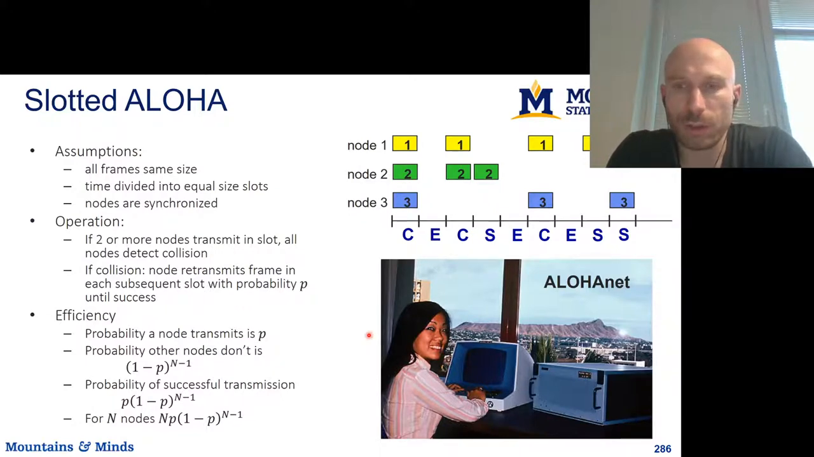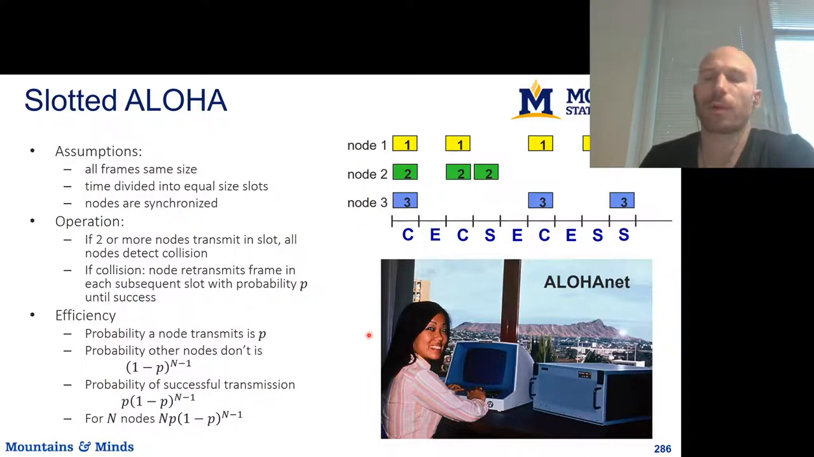The question was, does this work? How decent a transmission rate could you get? Can this be a functioning network? Okay, so the way they approached the problem is they said, we'll look at slotted Aloha first, which is a little bit easier to understand. It's actually the second protocol they came up with.